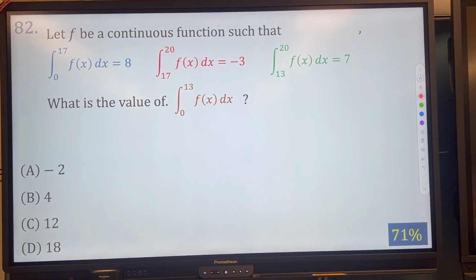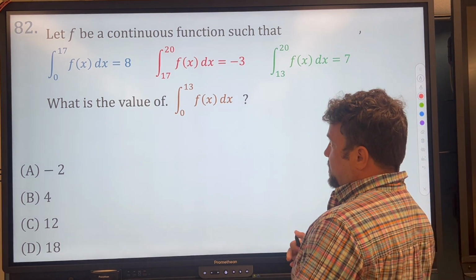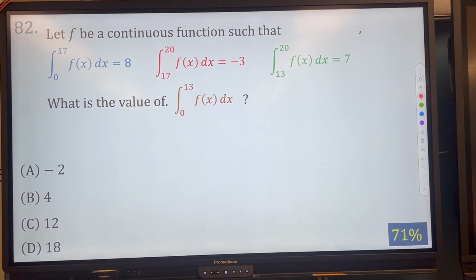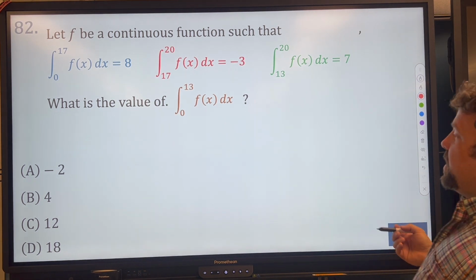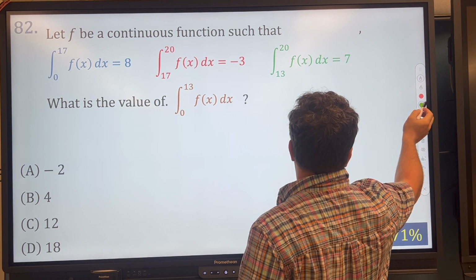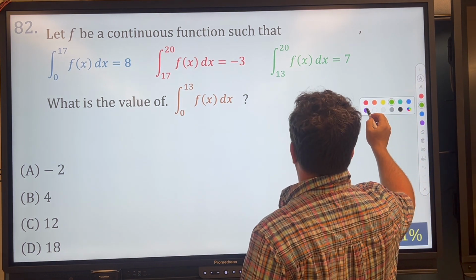Let f be continuous on a function such that the following is true. All right, now we know what the value from 0 to 17 is. We know it's 8. From 17 to 20, it's -3. And from 13 to 20, it's 7. However, we want to get from 0 to 13. So we know a couple things here. It's a little weird, the way this is set up. I'm going to do this with this.